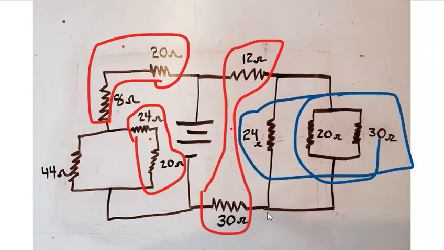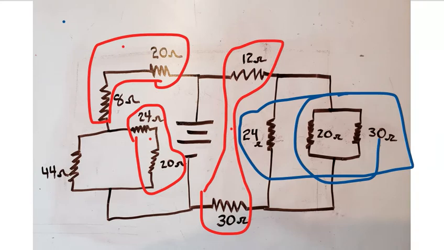I have 1 path, 2 paths, 3 paths. The charges that flow through the 20 don't go through the 24 or 30. The charges that go through the 30 don't go through the 24 or 20, and the charges that go through the 24 don't go through the 20 and 30. So definitely all 3 of these are in parallel. So I got a lot of things that I could do, and I got to start somewhere, right?